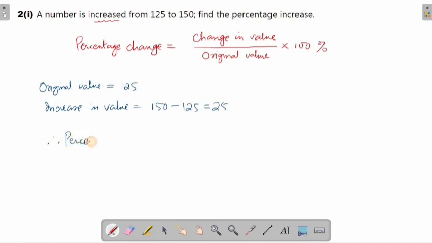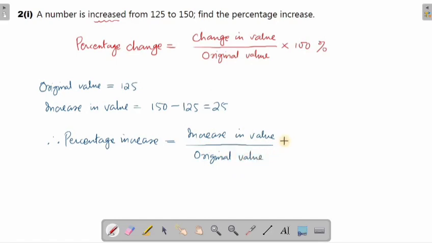percentage increase. Okay, so your percentage increase is going to be equal to, as per this formula, change in value, which is nothing but increase in value, divided by original value, into 100%. So let's put the values now. Increase in value is 25, by original value 125, into 100%.